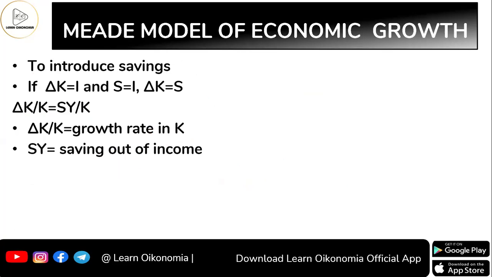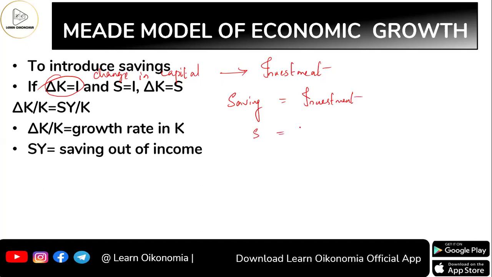Now let's proceed more about the Meade model. Now what Meade was doing is that he was introducing savings into his equation. And what he was assuming is that delta K is equal to I, that is change in capital is what is identified to be investment in the economy. And also he was assuming saving is equal to investment, that is S is equal to I. So he was making two assumptions. One is delta K is equal to I. Next is S equal to I.